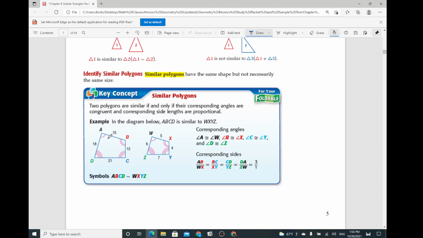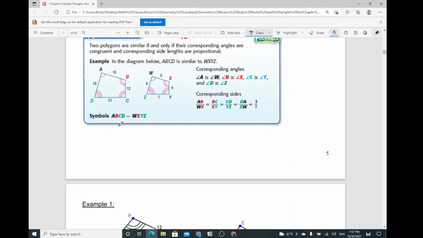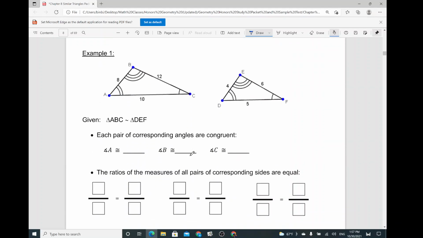Once you reduce all those numbers, 15 over 5 is 3, 12 over 4 is also 3, 21 over 7 is 3, and 18 over 6 is also 3. So quadrilateral ABCD is similar to quadrilateral WXYZ. Now, check out the example.